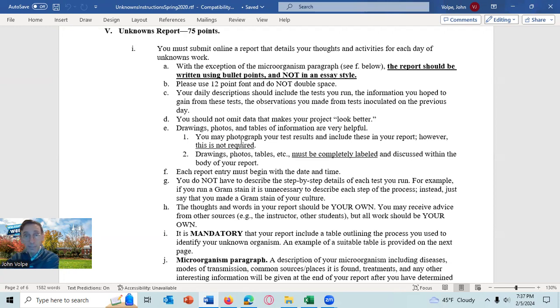Drawings, photos, and tables must be completely labeled and discussed within the body of the report. Each report entry must begin with a date. A time is not needed. And if you're using the unknown notes pages, it'll automatically put in the date. You do not need to describe the step-by-step details for each test you run. For example, all you need to do is say, I ran the gram stain. I know what the steps of the gram stain are. You do not need to say, first I made a bacterial smear, then I allowed it to air dry, heat fixed it, and then I put on crystal violet for 1 minute, washed it off. You don't need to put any of that information. All you need to do is say, I ran the gram stain.